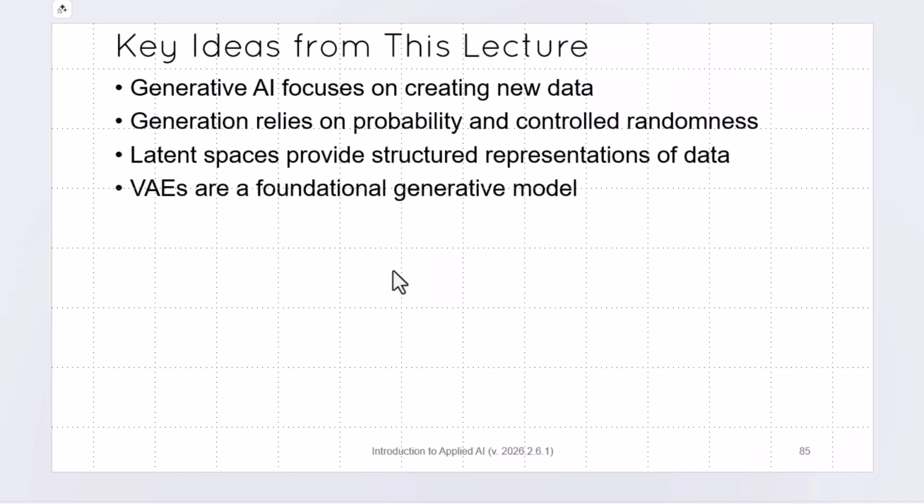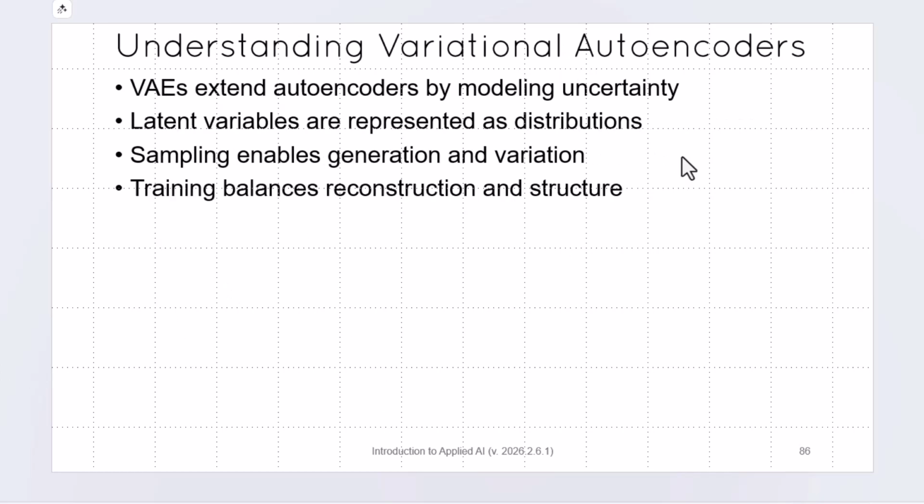As a summary of this lecture, generative AI focuses on creating new data, as opposed to just discriminative AI. Generation relies on probability and controlled randomness. Latent spaces provide structured representations of the data. VAEs are a foundational generative model.